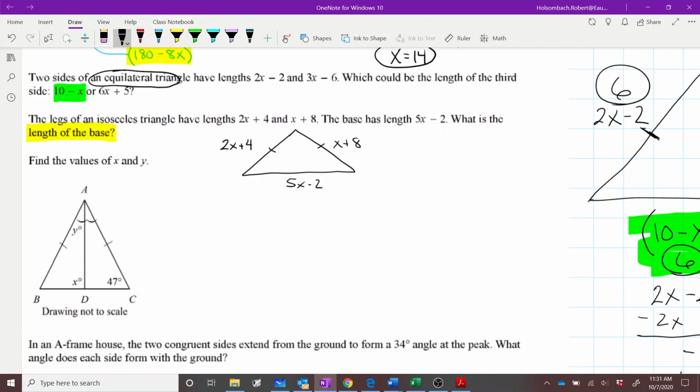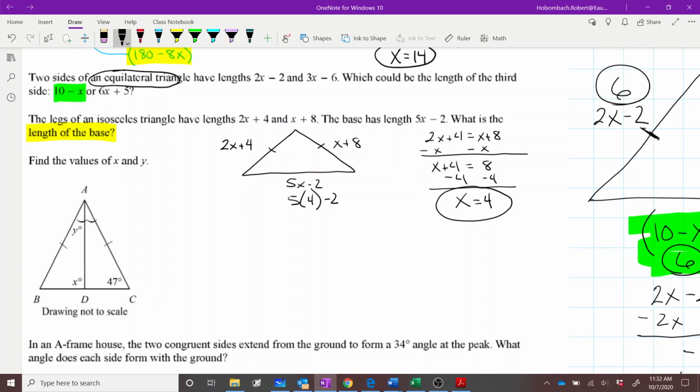So we need to solve for x first and then substitute it into the base. So 2x plus 4 equals x plus 8. Subtract x from each side. x plus 4 equals 8, and subtract 4 from each side. So our x is equal to 4. If x is equal to 4 in this triangle, we're going to substitute into this base. So we got 5 times 4 minus 2, which is 20 minus 2, which is 18. So the length of this base is 18.